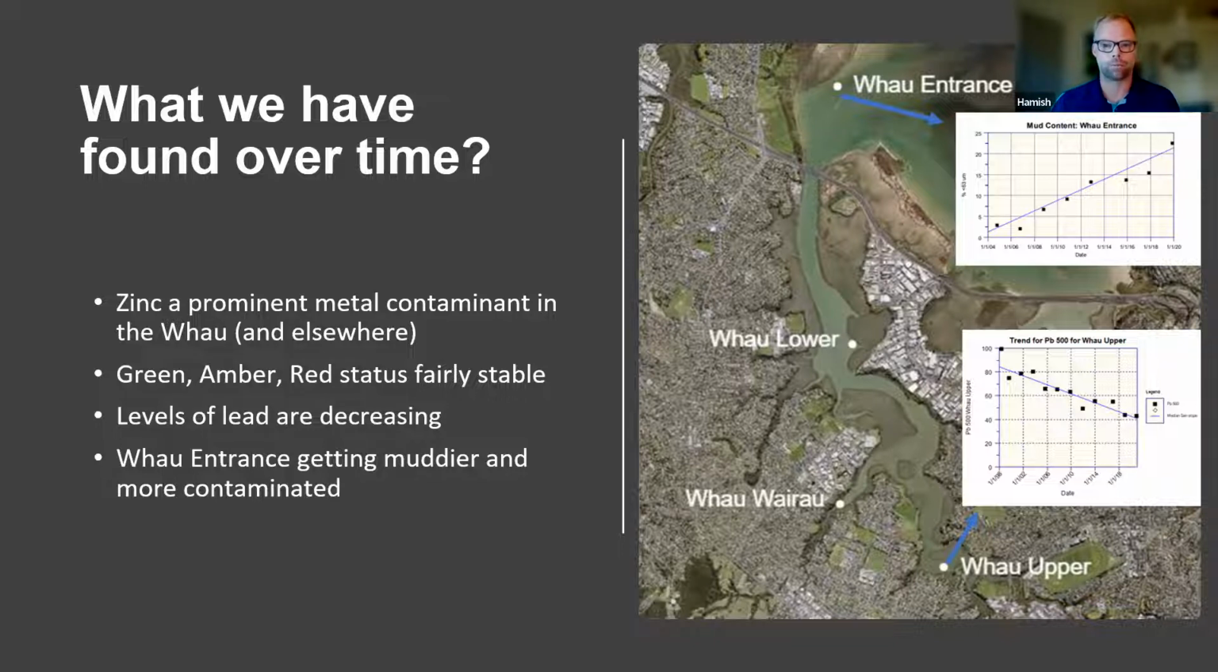So that's really positive. What we're seeing though at the site at the Whau entrance is an increase in muddiness. So less sand, more mud. And with an increase in mud often comes an increase in metal contaminants as well. This is because these metals like to stick to and accumulate in mud more so than they do compared with larger particles of coarser sand. So despite this, the current concentrations at that Whau entrance are still relatively low. We still wouldn't be expecting to see any impacts on ecology. Next slide.